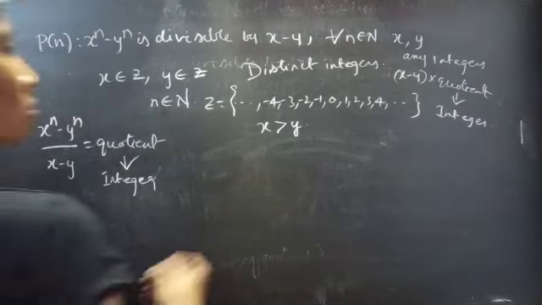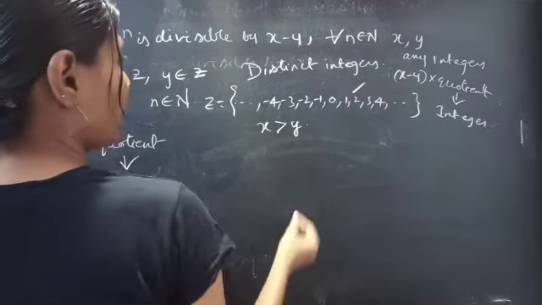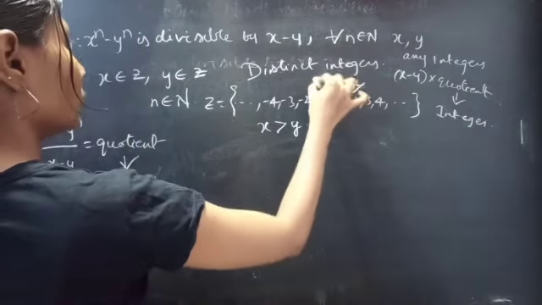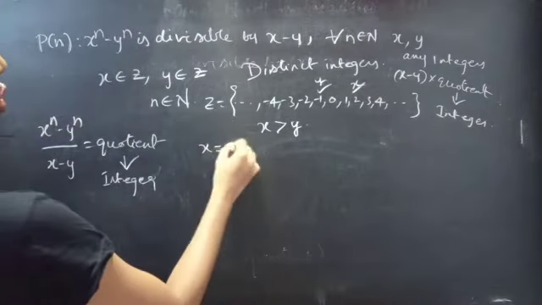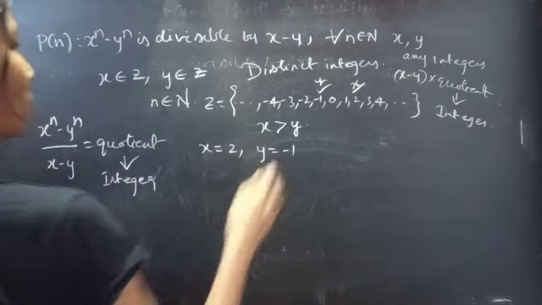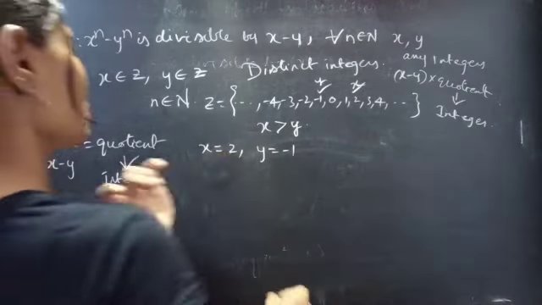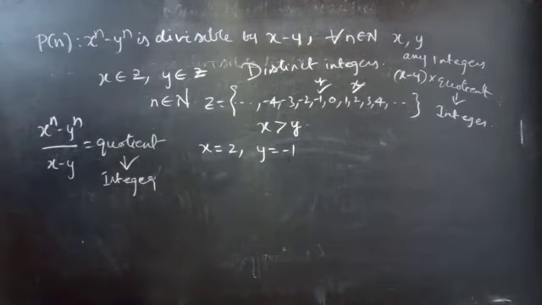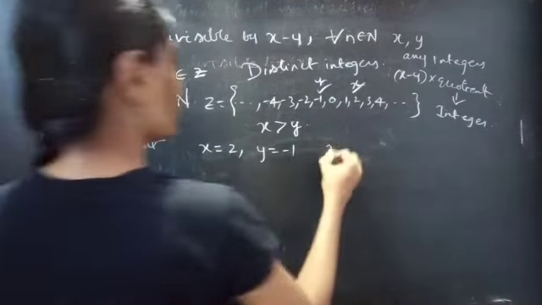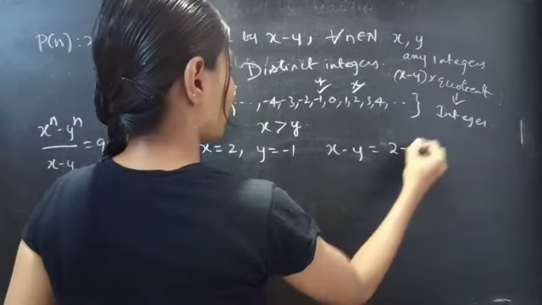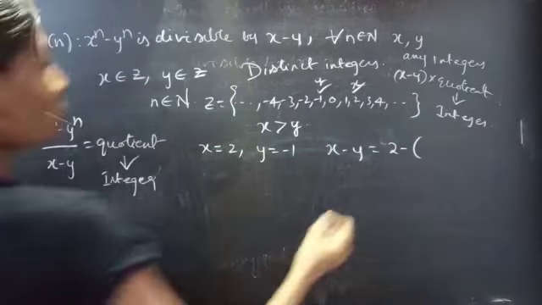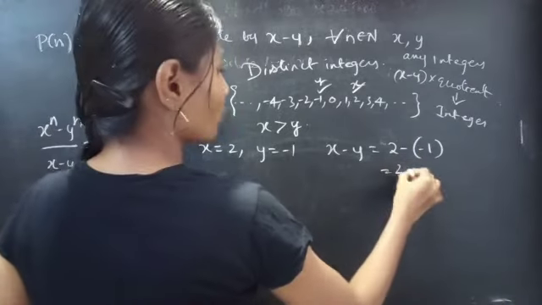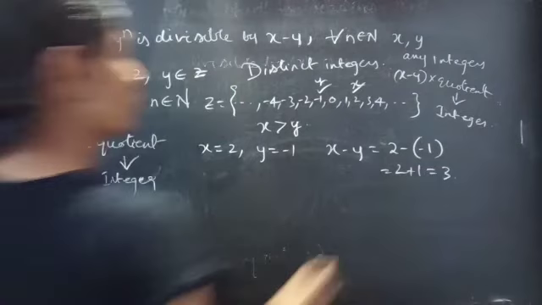Now let's see some cases for x greater than y. Let's take x as 2 and y as minus 1. Here 2 is greater than minus 1, that is x is greater than y. So from this we get x minus y equals 2 minus of minus 1, which is 2 plus 1 equals 3.